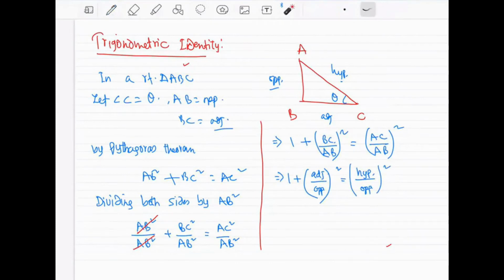Okay, now you can look up the trigonometric ratios that we have given in the beginning. Adjacent by opposite. What is it? We know opposite by adjacent, right? We know opposite by adjacent.